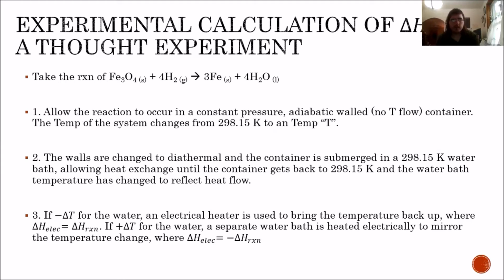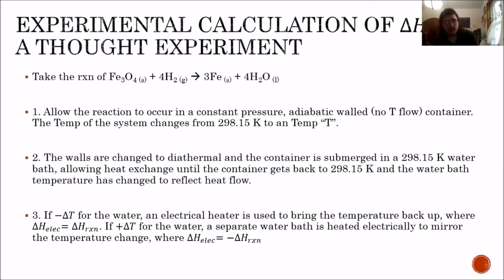So we're just looking at this thought experiment. If I take iron oxide, magnetite, and react it with hydrogen gas to reduce it to iron and water, we could think of this as several different steps. We allow the reaction to occur at a constant pressure in an adiabatic-walled container, where no heat flow is allowed. The temperature of the system changes from 298 to some temperature T.